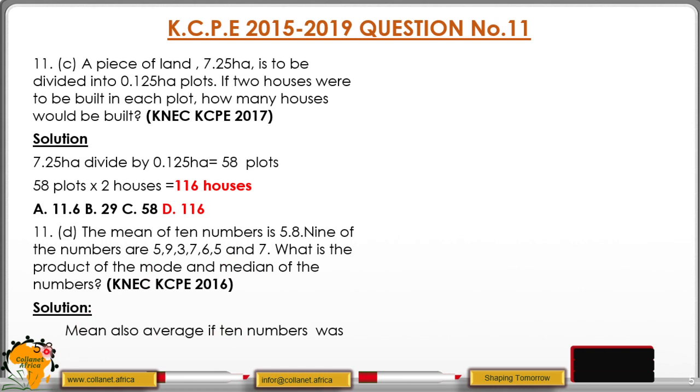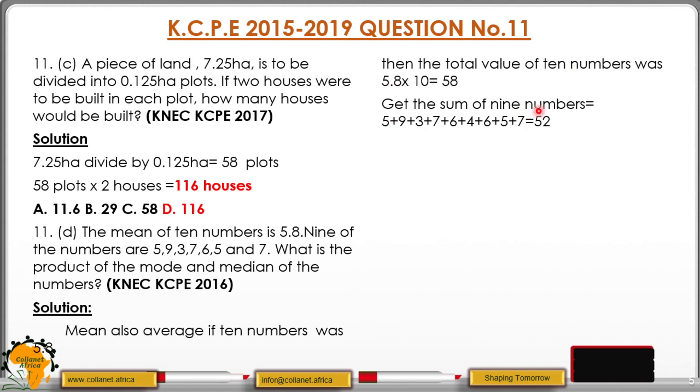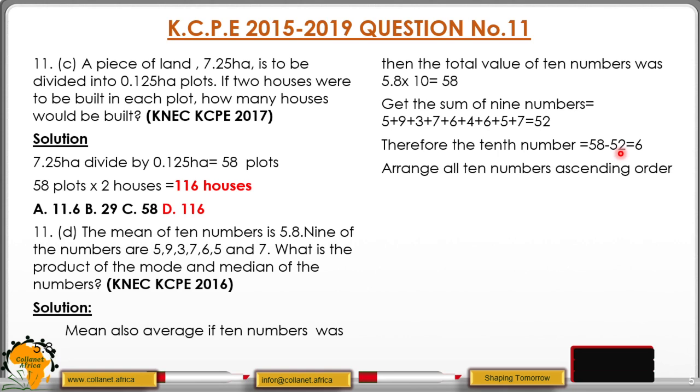If the mean of 10 numbers was 5.8, it means then the total value of 10 numbers was 5.8 times 10. So it will give you a total of 58. Get the sum of the 9 numbers, so 5 plus 9 plus 3 plus 7 plus 6 plus 4 plus 6 plus 5 plus 7, you get a total of 54. So after getting that, it means the remaining number will be got by getting the difference between 58, which is the total, minus the total of the 9 numbers. So this one will give you 6.